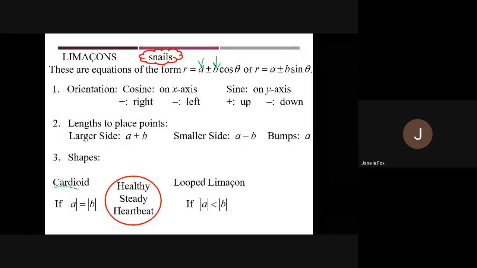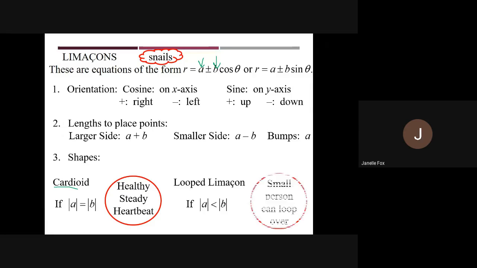Now, the looped limaçon. The looped limaçon is going to be when the guy in the front is smaller than the second guy. So when the A value is less than the B value. And on this one, the only thing I could think of is that when the number's smaller in the front, I thought to myself, like when a small person can loop over. It's a thing I used to do with my kids when they were littler. I can't do it right now because they're way too big. But when they were littler, I could do this.